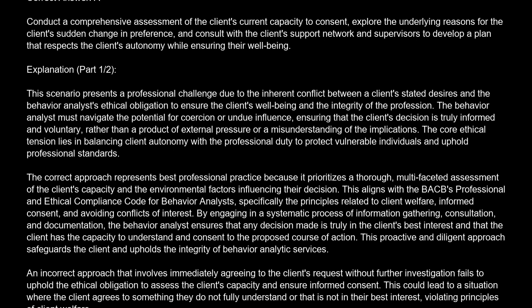An incorrect approach that involves immediately agreeing to the client's request without further investigation fails to uphold the ethical obligation to assess the client's capacity and ensure informed consent. This could lead to a situation where the client agrees to something they do not fully understand or that is not in their best interest, violating principles of client welfare.